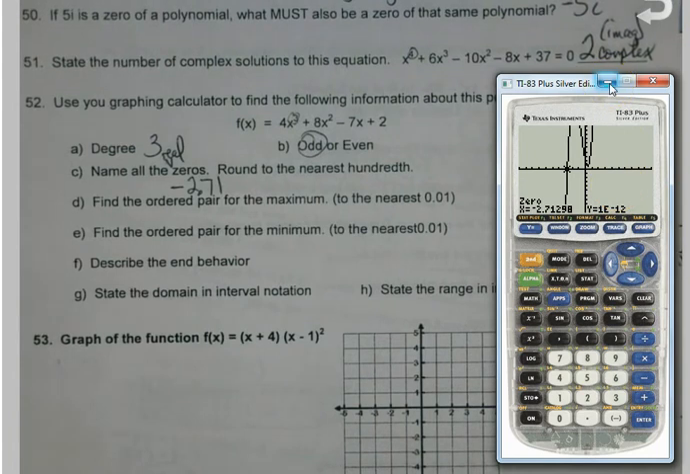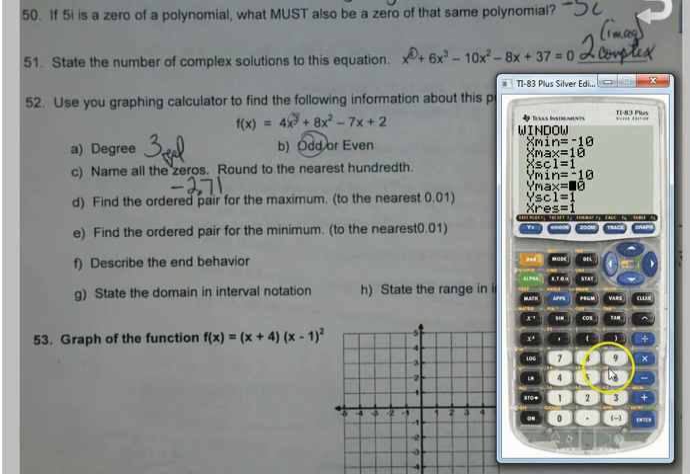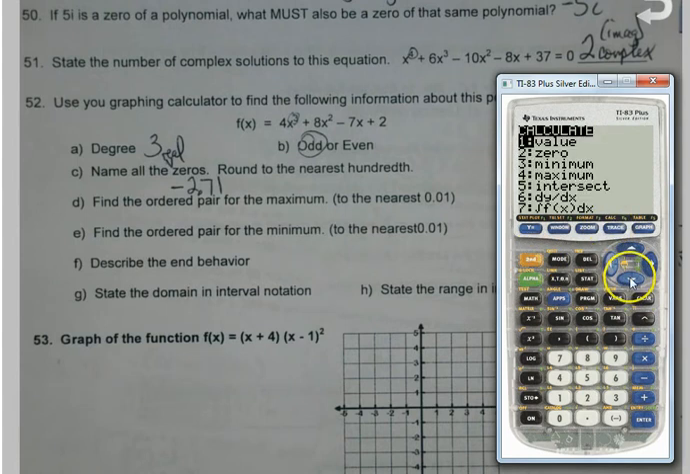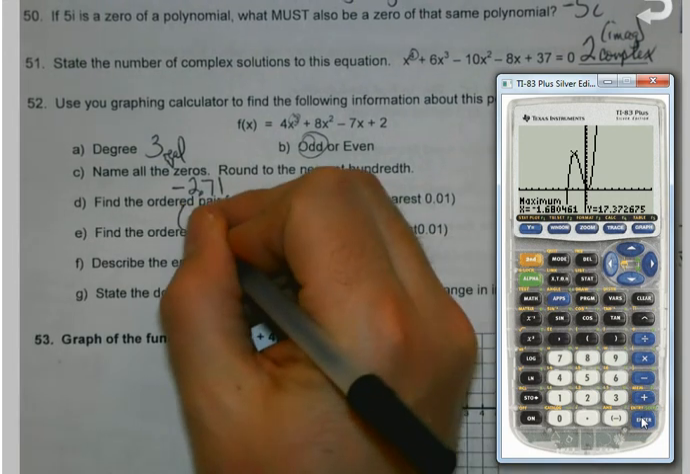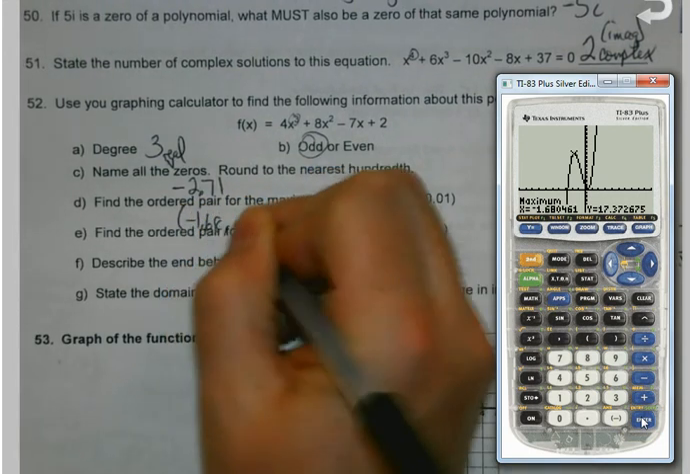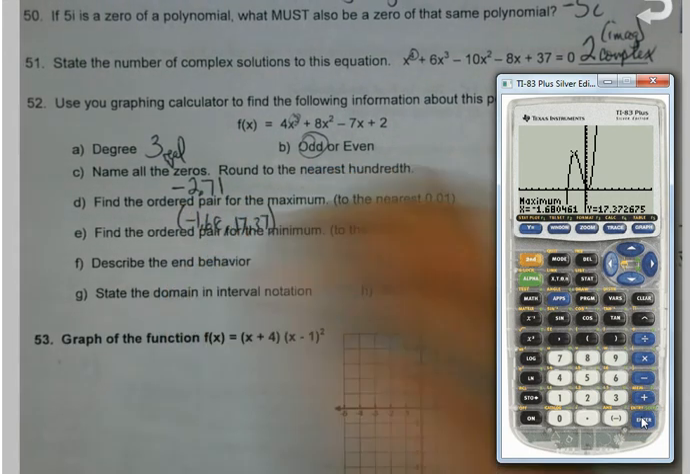Okay, find the ordered pair for the maximum. You're like, the maximum's up here, though. I can't see it. What am I going to do? I change the y value. Change the y value so I can see it. There it is. So give me the max. Left bound just means you got to be on the left side of that point somewhere. Somewhere on the right. Couple of enters. Negative 1.68, 17.37.